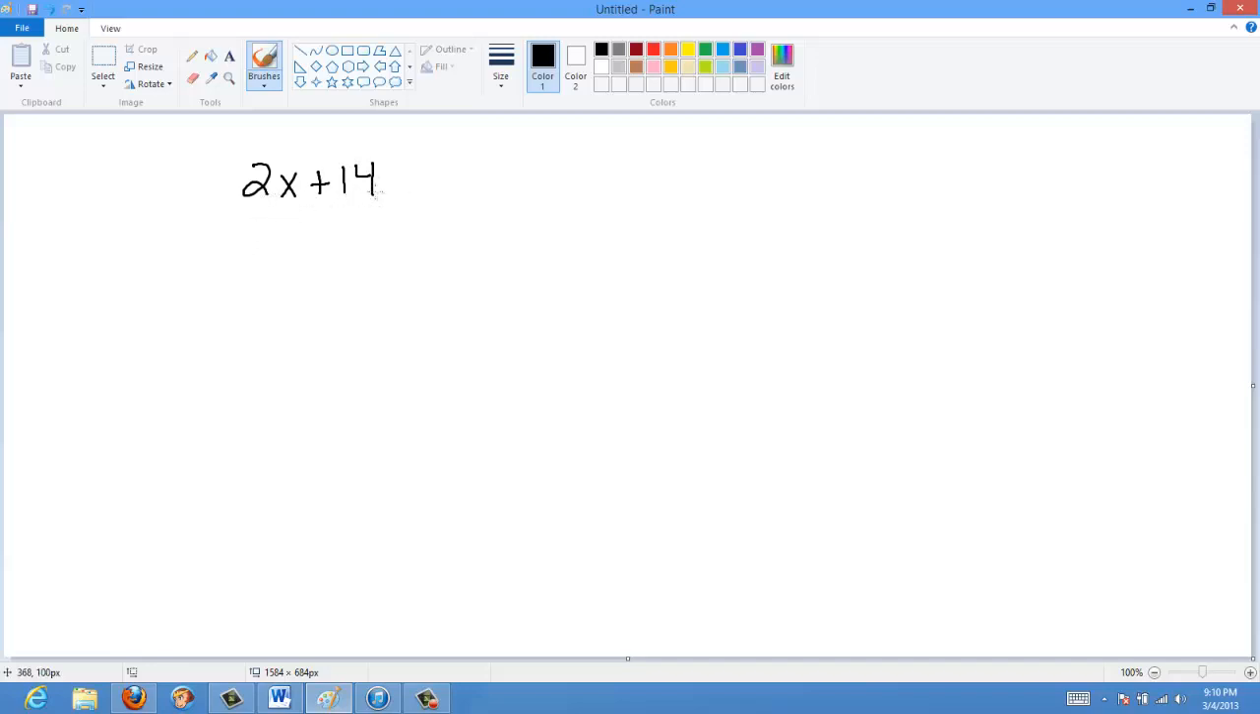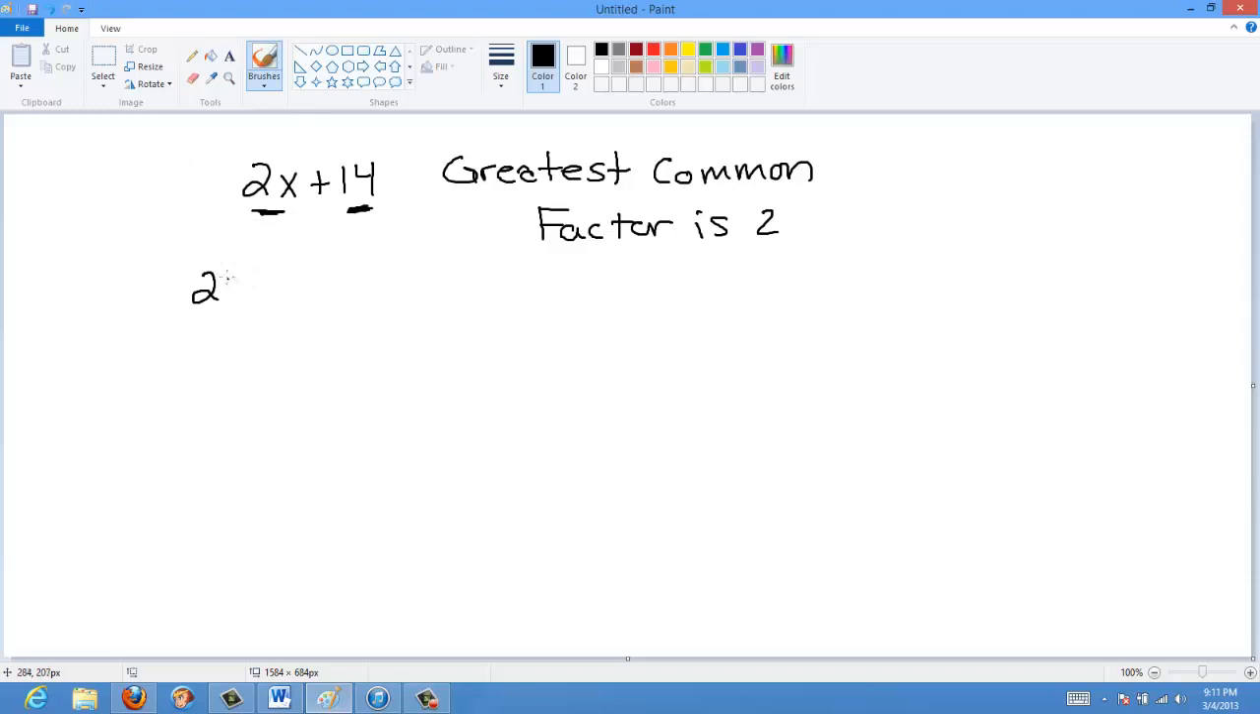Okay, so 2x plus 14, and what we're going to do is we will see that this term is divisible by 2, and this one is divisible by 2. So the greatest common factor is 2. Okay, so what we can do then is pull 2 out of this. So we say this is the same as saying 2 times (x plus 7).